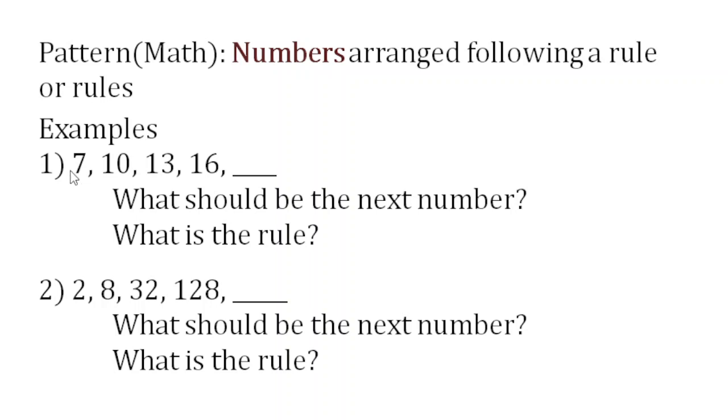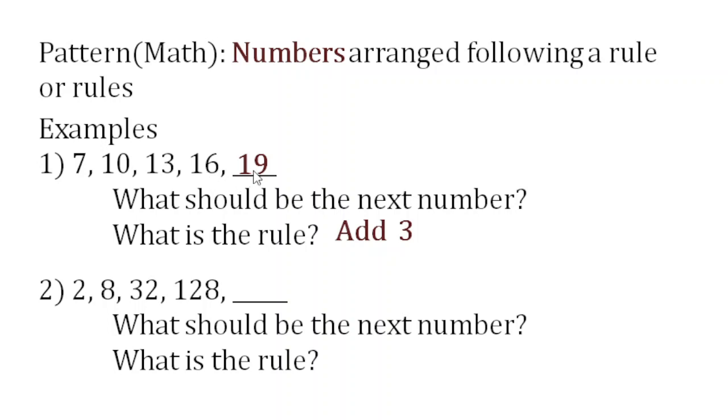So example number 1, if we have numbers 7, 10, 13, 16, what should be the next number? Yes, it's 19. What is the rule? We add 3. Because 7 plus 3 is 10, 10 plus 3 is 13, 13 plus 3 is 16, 16 plus 3 is 19.